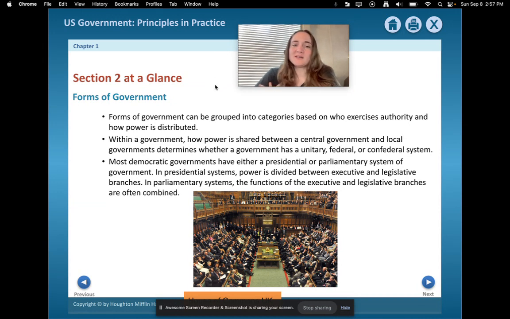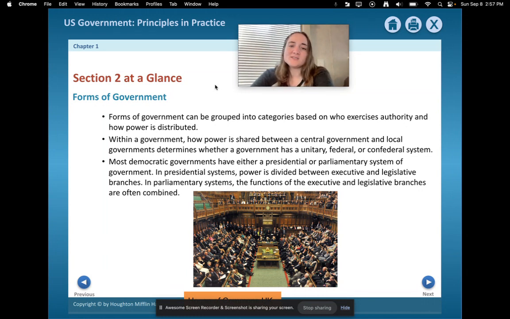So let's look at forms of government. So forms of government can be grouped into categories based on who exercises authority and how power is distributed. So within a government, how power is shared between a central government and local governments determines whether a government has a unitary, federal, or confederal system. So most democratic governments have either a presidential or parliamentary system of government. The United States has presidential. The United Kingdom would have parliamentary.